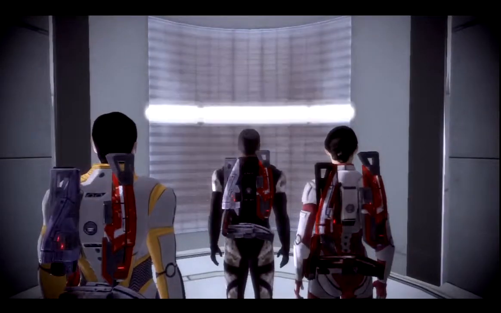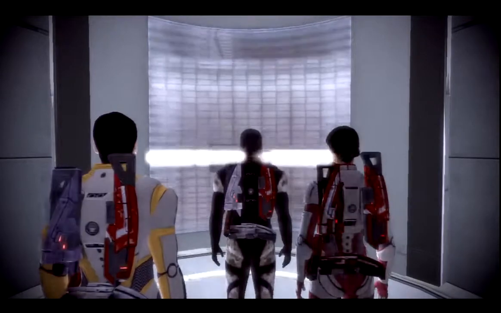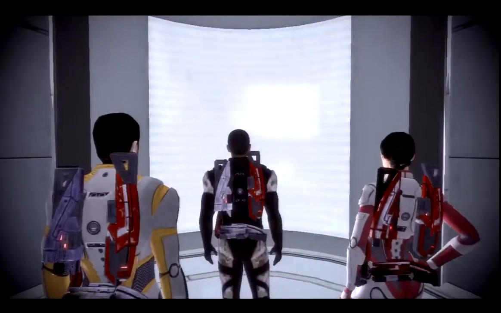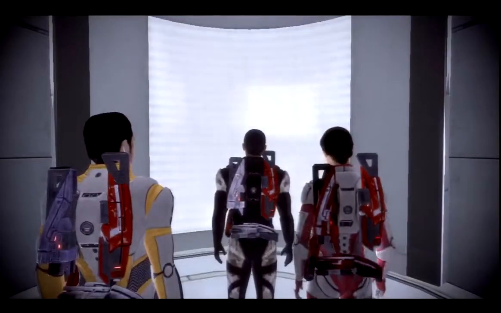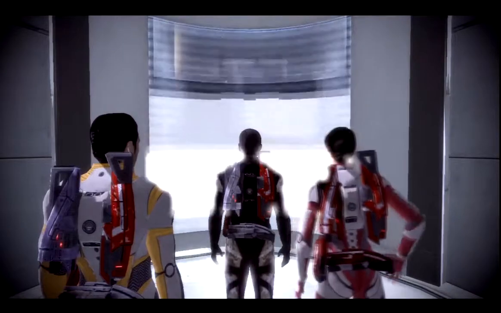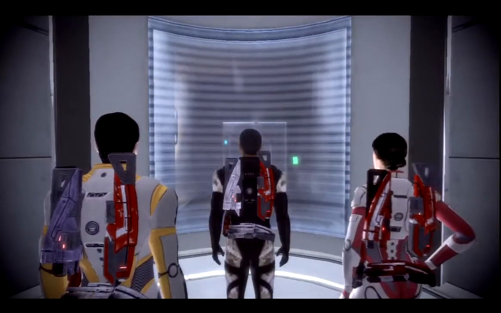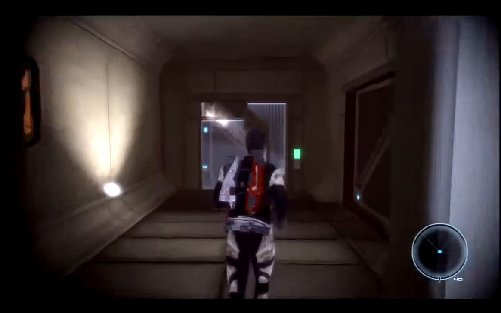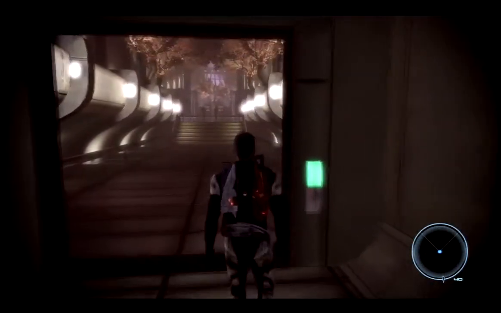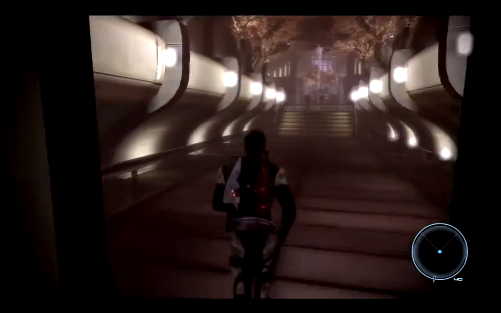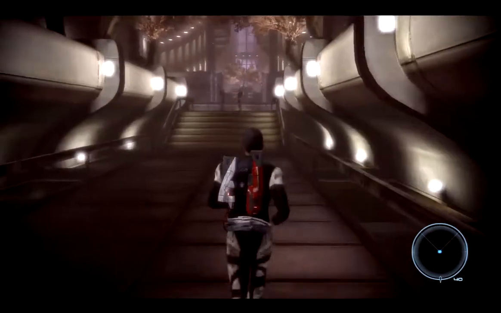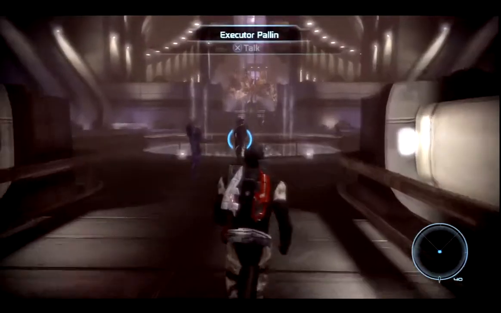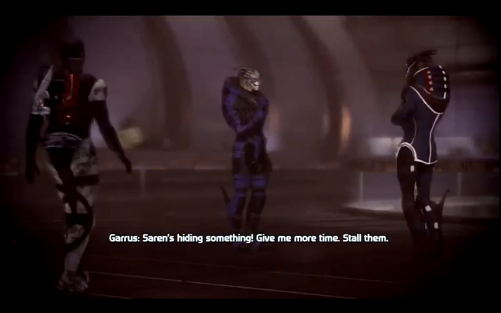Yeah, I'm not sure I trust Ambassador Udina either, but hey, not much else we can do at this point. Anyways, I'll cut out the rest of this elevator ride. That wasn't too long. Again, elevators take a long time, and it gets kind of annoying. So here we are. This is the high point in the Citadel Tower. Let's talk to these people.